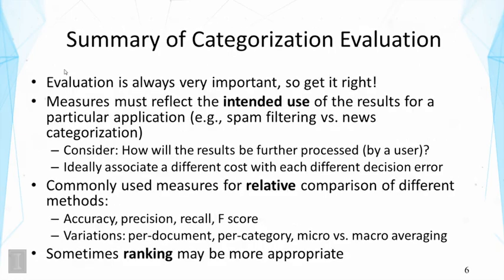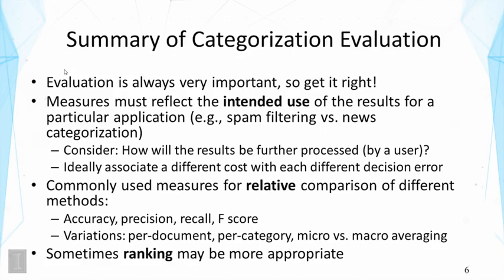So to summarize categorization evaluation: first, evaluation is always very important for all these tasks, so get it right. If you don't get it right, you might get misleading results, and you might be misled to believe one method is better than the other, which is in fact not true. Measures must also reflect the intended use of the results for a particular application. For example, in spam filtering and news categorization, the results are used in maybe different ways, so we need to consider the difference and design measures appropriately.